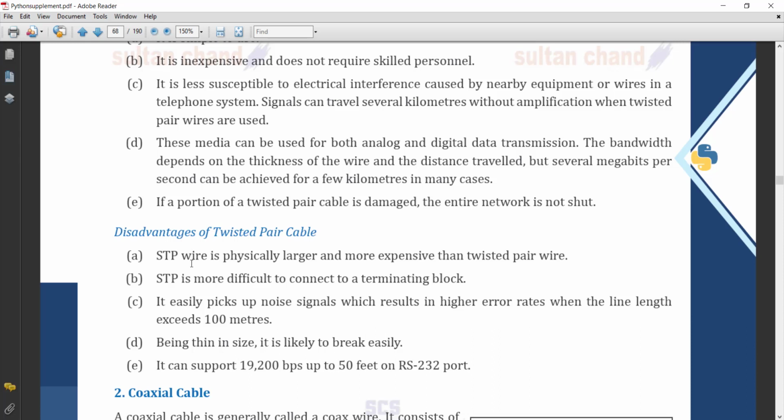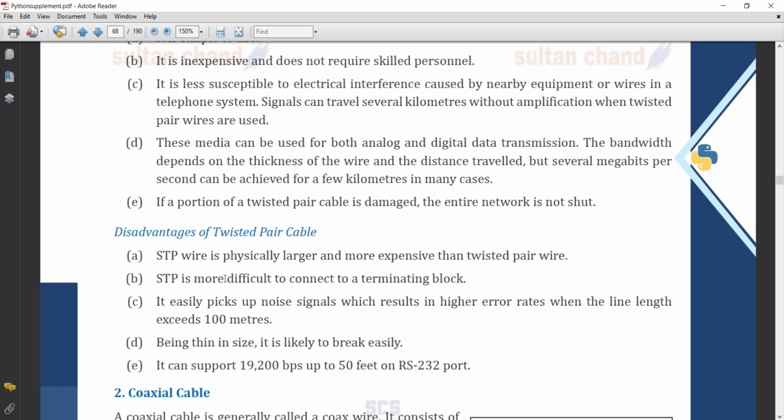Signal errors may come when our data is transmitted over a long distance. So this is a cause of disadvantages of our twisted pair cable. You should also understand that twisted pair cable has a low bandwidth. So we are not able to transmit broadband signals. Clear? It is not possible in twisted pair cable. A broadband connection cannot be transmitted.